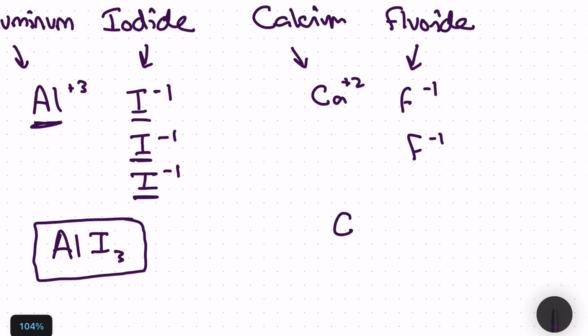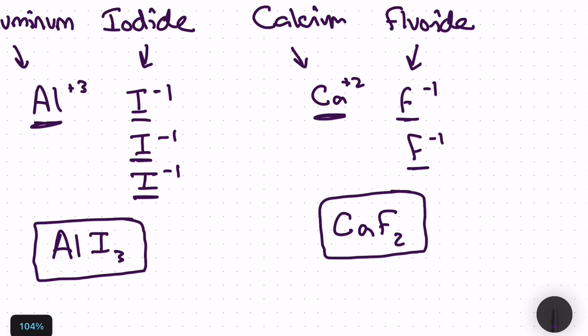We're going to write them out. So CaF, just have 1 Ca, we don't have to do anything. We have 2 Fs over here, so we're going to put a little 2 after the F, and that is it. So CaF2 is calcium fluoride.